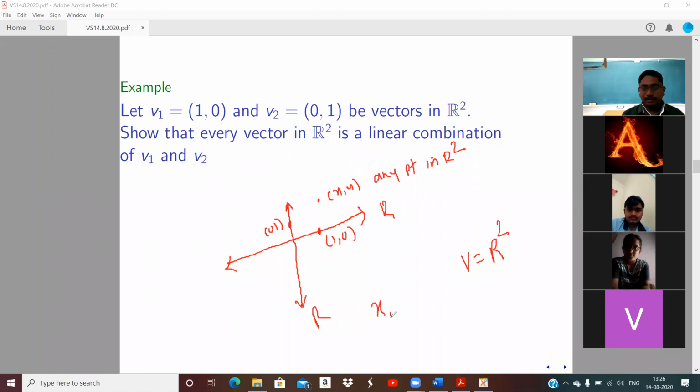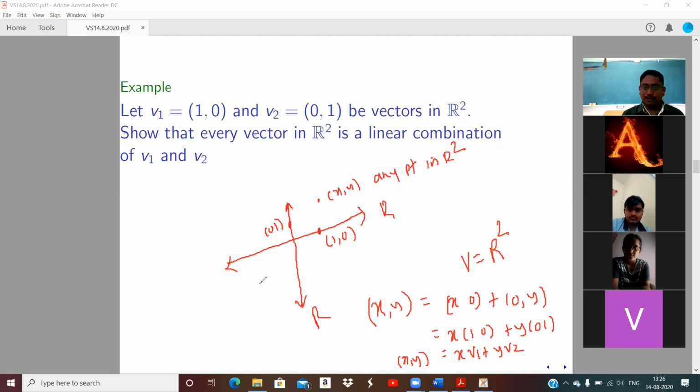Easily one can say that (x, y) can be written as the sum of two vectors, that is (x, 0) plus (0, y). The first step is to find the scalars. It is x into (1, 0) plus y into (0, 1). So x and y are the required real numbers, so your a is x and b is y. So it is x into v1 plus y into v2 gives every vector (x, y).